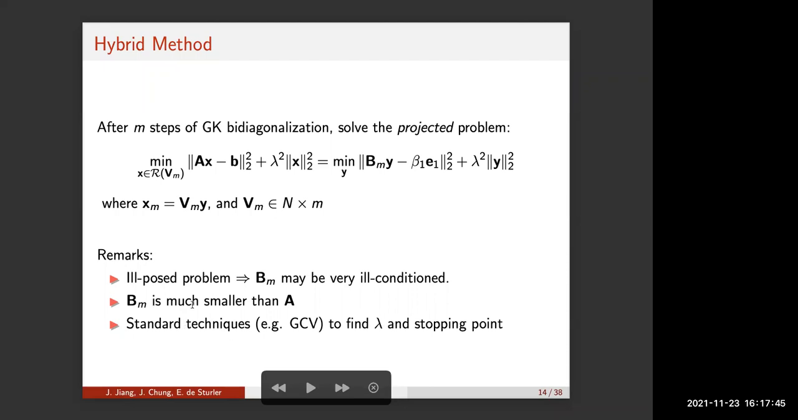But we can see the size of BM is much smaller than A, but BM keeps the most important information of the forward model. And since the projected problem size is very small, we can apply the standard techniques to choose a good regularization parameter lambda to solve this projected problem very well. And then we can map the solution back to get the solution for the original inverse problem.